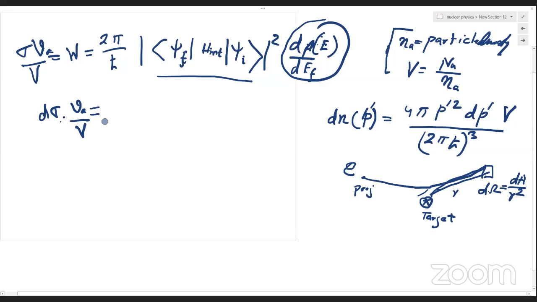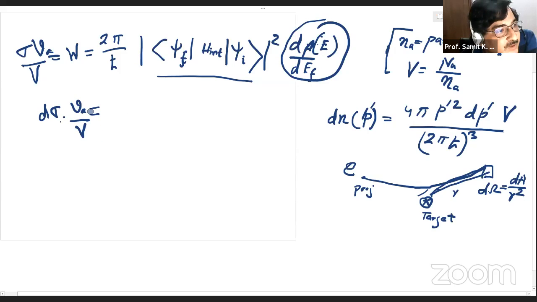Okay, so now the d sigma: because I am considering only a finite solid angle here, I can try to calculate the differential cross section, not the total cross section.